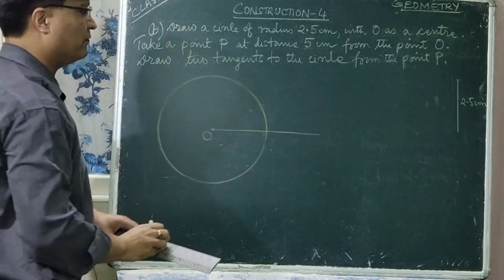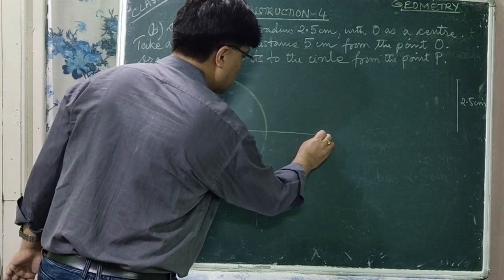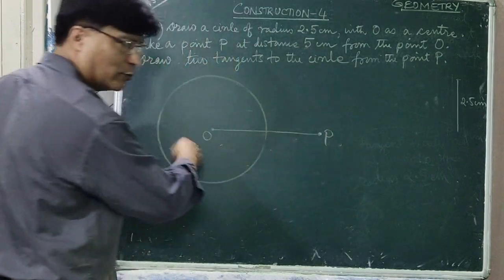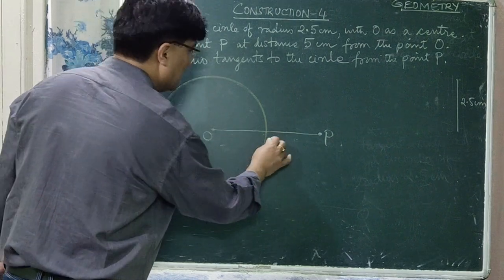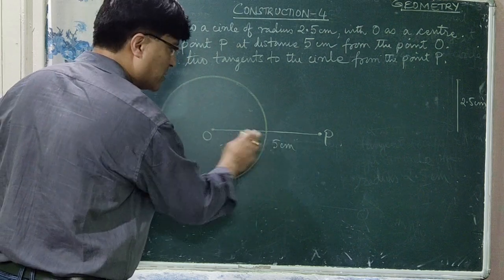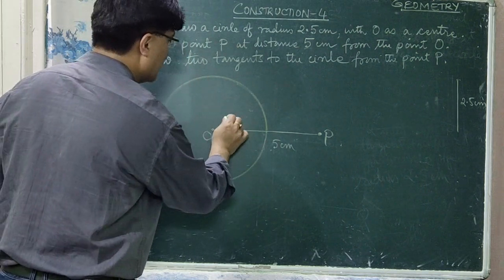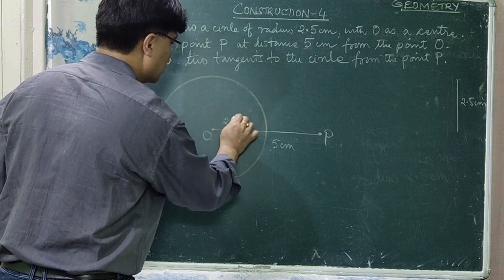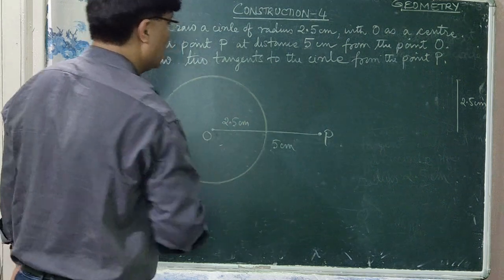So this is the length, 5 cm. Suppose this point is P, which is outside the circle. It is of length 5 cm. OP distance is 5 cm. And what is the radius here? The radius here is 2.5 cm. Radius is this one. Okay.